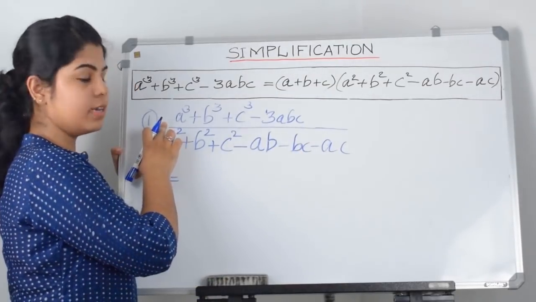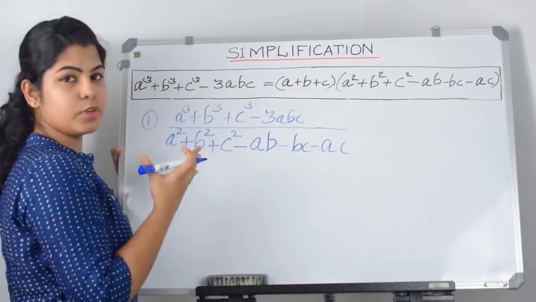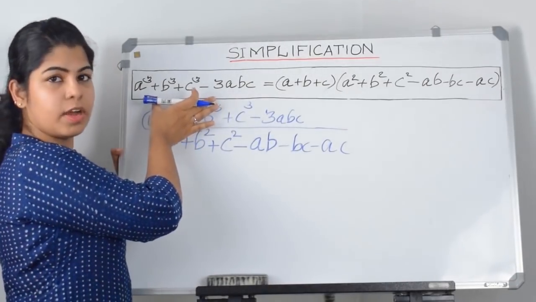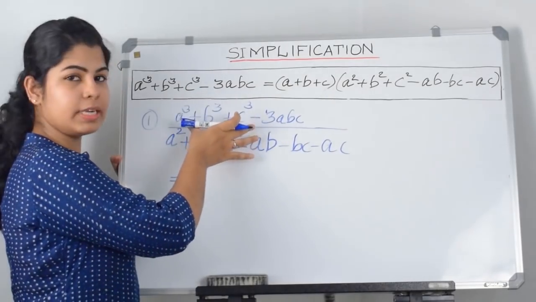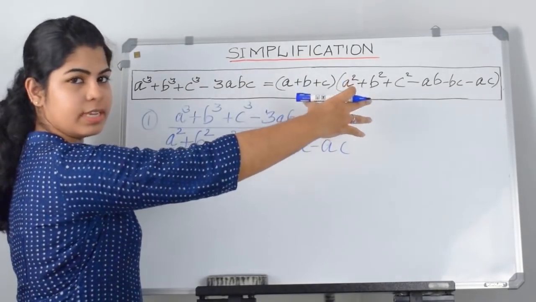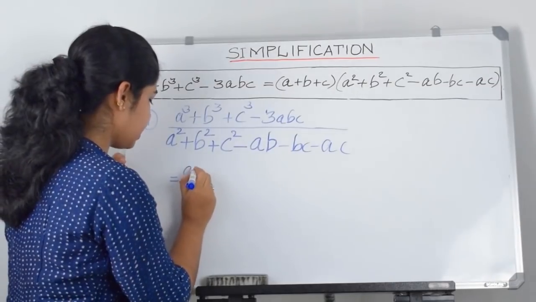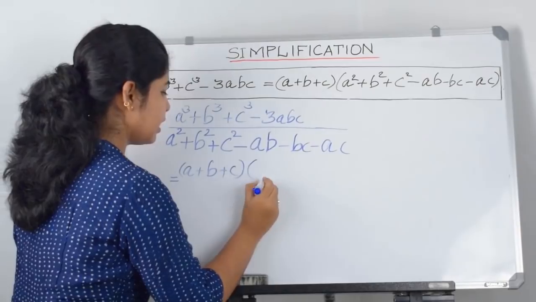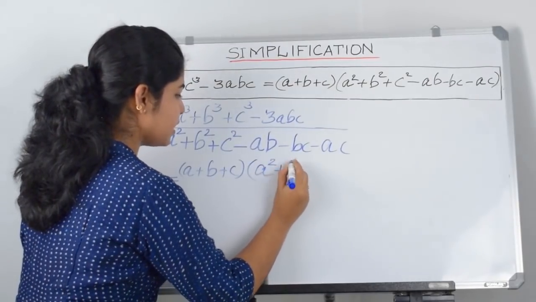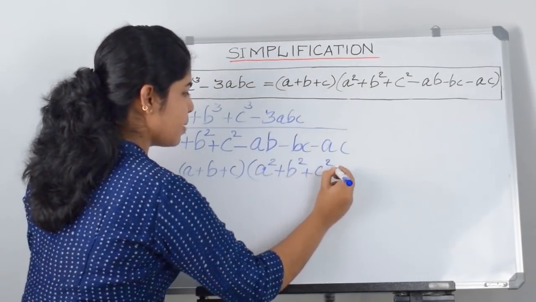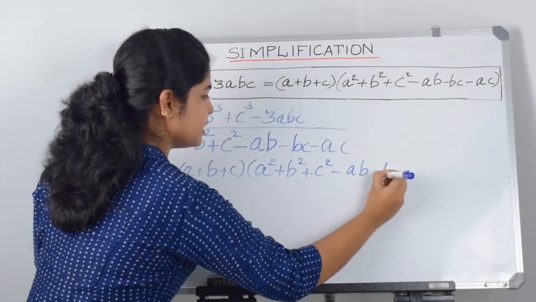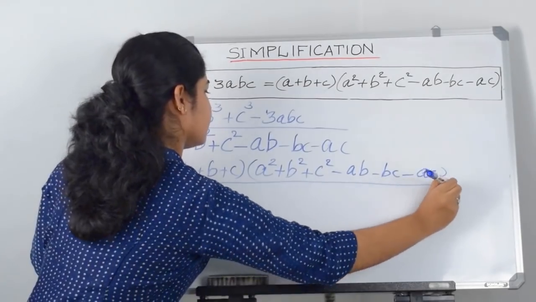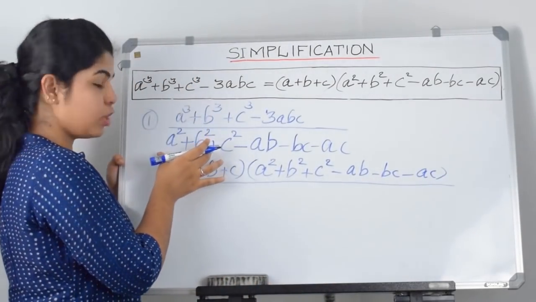Now let us solve our first question, which is a cube plus b cube plus c cube minus 3abc the whole divided by a square plus b square plus c square minus ab minus bc minus ac. Here in the numerator part, which is in the form a cube plus b cube plus c cube minus 3abc, which is the left hand side of our equation, we'll substitute the numerator part with the right hand side of the equation. So it will be a plus b plus c into a square plus b square plus c square minus ab minus bc minus ac.